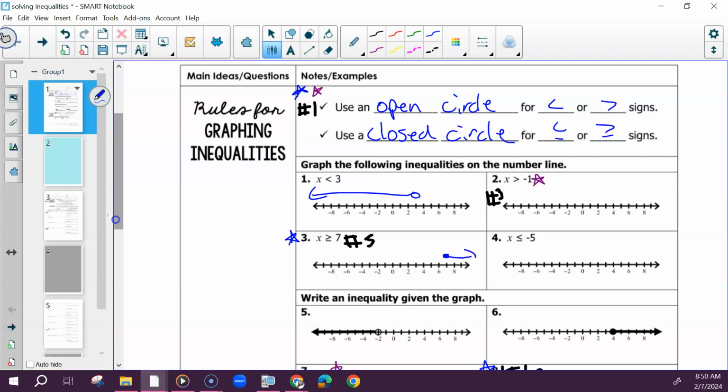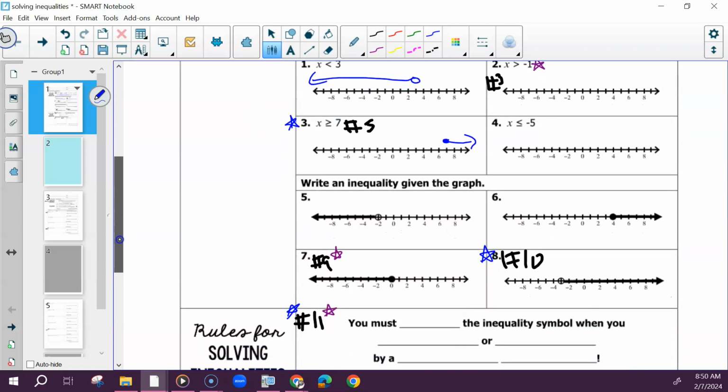To the right. Everything greater than or equal to 7. Then in 5 through 8 is doing the opposite. So now we have graphs and have to write the inequality.